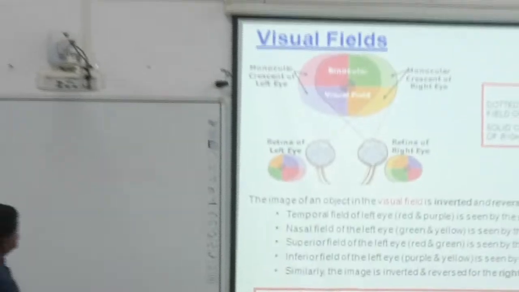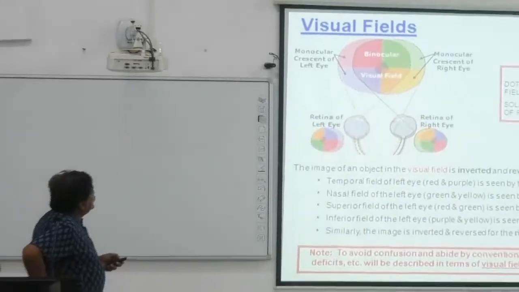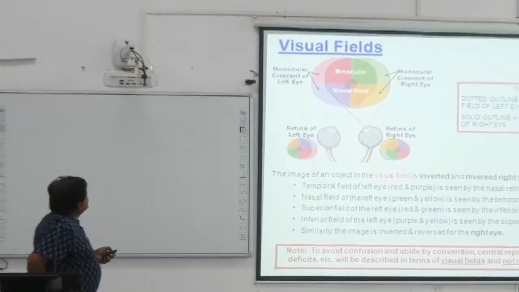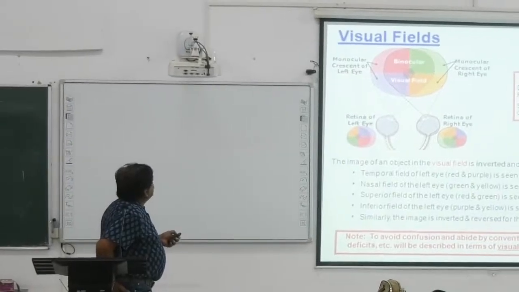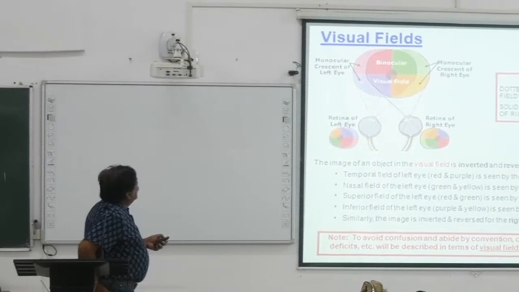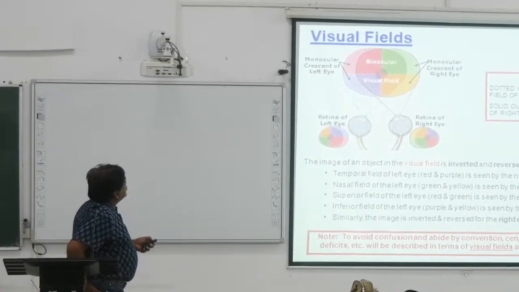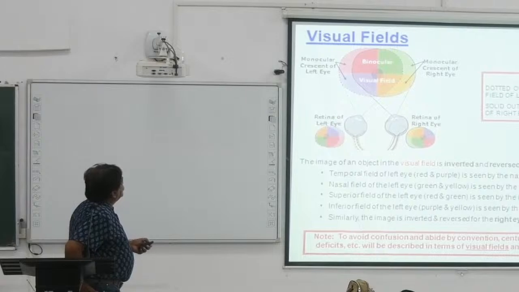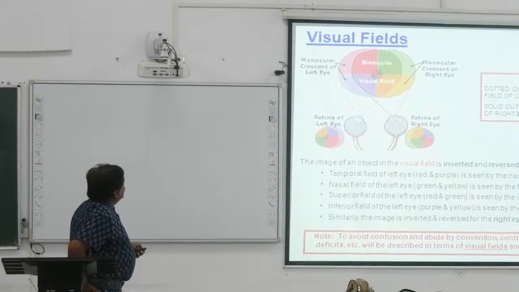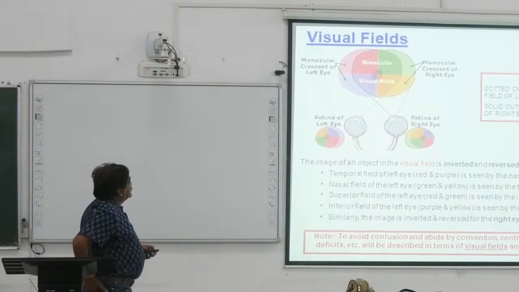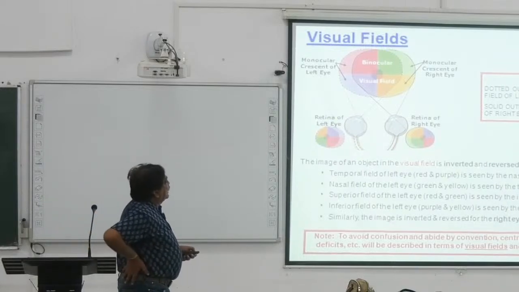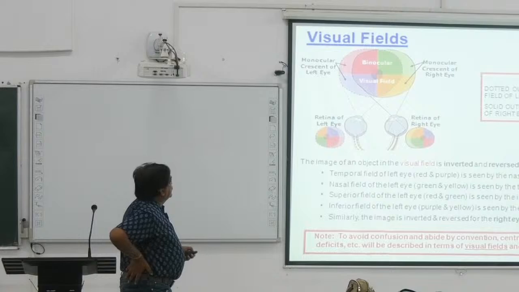Now, visual fields. The monocular crescent of the left eye, monocular crescent of the right eye, binocular vision, visual field. Now retina of the right eye, left retina. The image of an object in the visual field is inverted and reversed right to left on the retina.